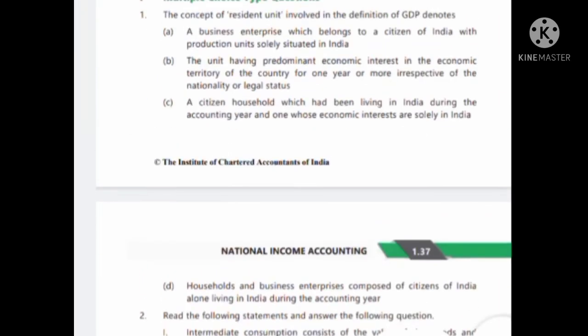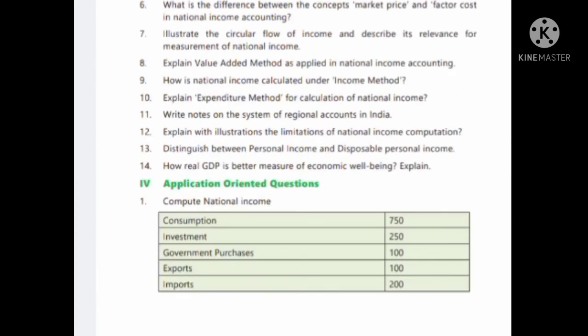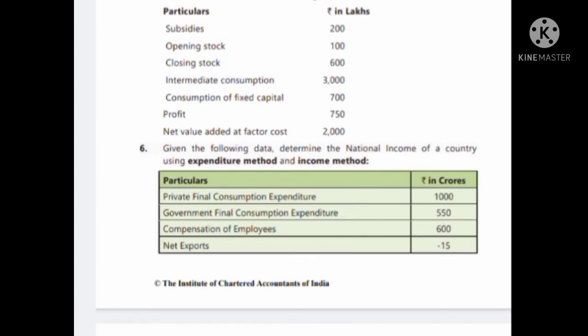Now in Test Your Knowledge, let's discuss question number 5, which is: calculate sales from the following data. They have given particulars and the numbers in lakhs: subsidies, opening stock, closing stock, intermediate consumption, consumption of fixed capital, which is depreciation, profit, and NVA at factor cost. So we have to calculate sales.